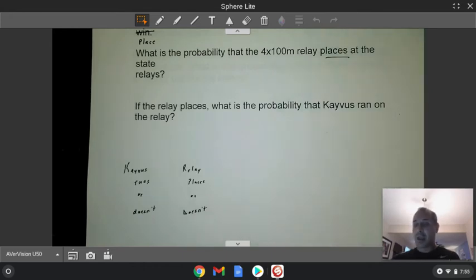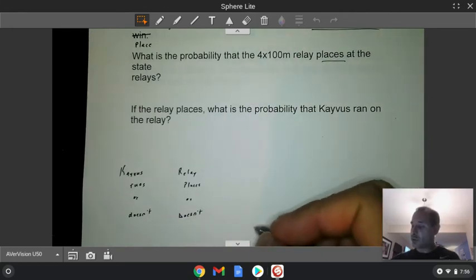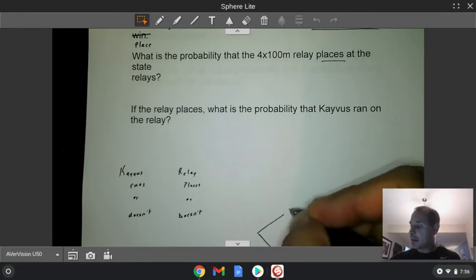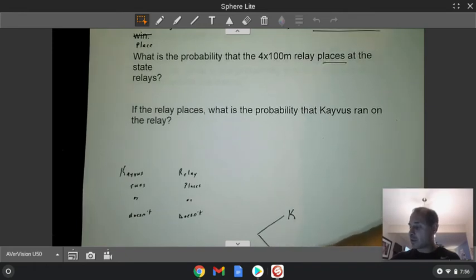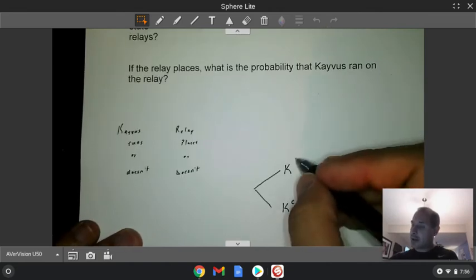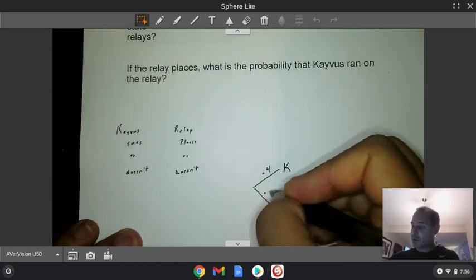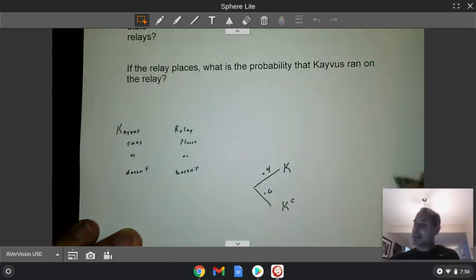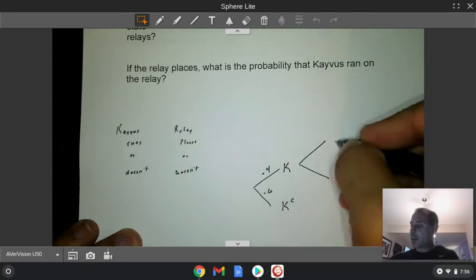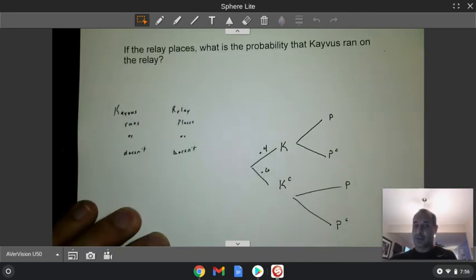So the best way to tackle this is to draw a probability tree, and draw it sequentially. What happens first is Cavis runs or he doesn't. So either Cavis runs on the relay or Cavis does not. That's K complement. The probability that he runs on the relay is 0.4, so the probability that he doesn't run is 0.6. Now, if he runs on the relay, they place or they don't place. Even if he doesn't run on the relay, they place or they don't place.